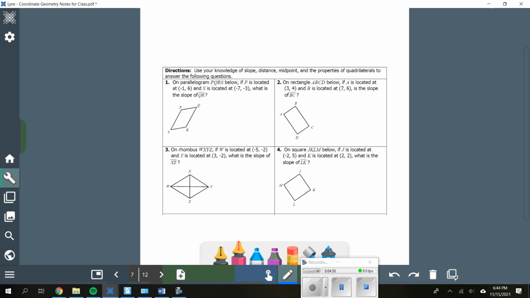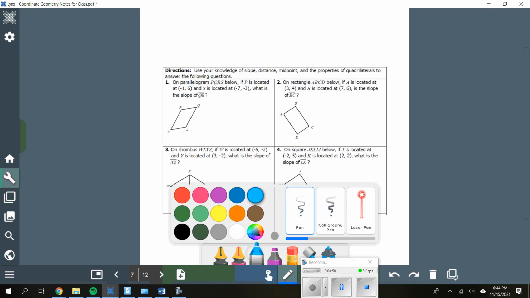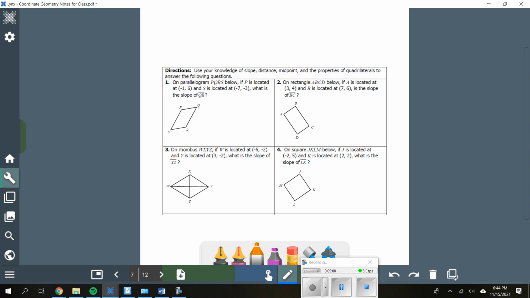All right, on 17, we are looking at a parallelogram to start, and I would have your flowchart out. Just all those properties are going to be really helpful right now. If I read over all of this, it says, what is the slope of QR? So when I think slope, I'm going to think about line relationships, and in particular, parallel lines, which have the same slope, if you remember that. So I'm given the coordinates of P and S, and I'm asked to find QR.